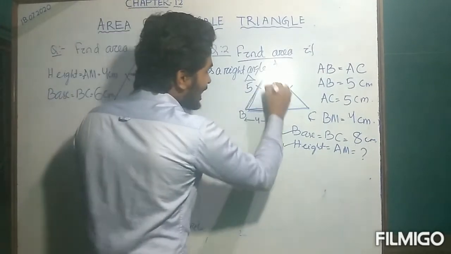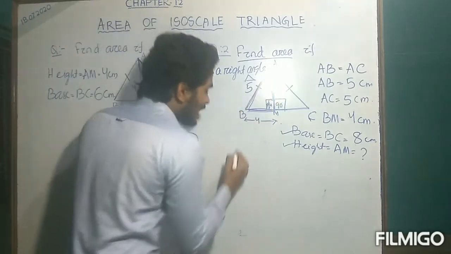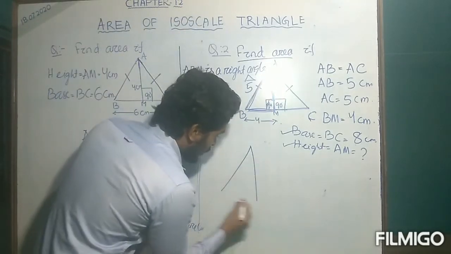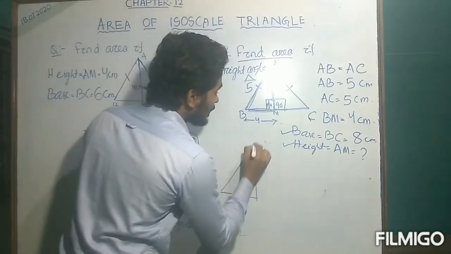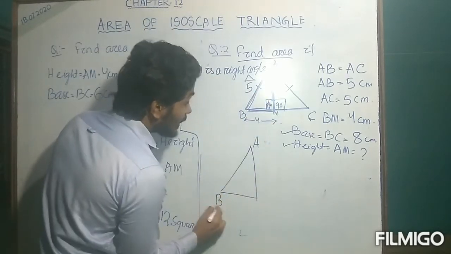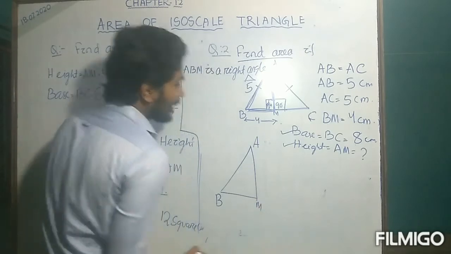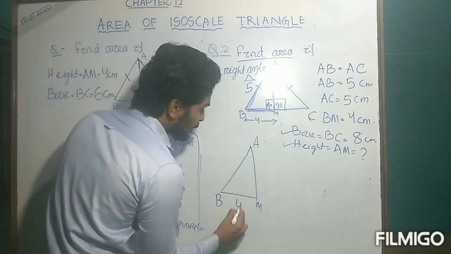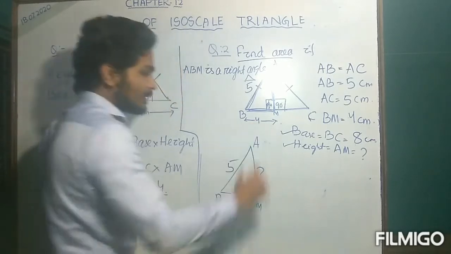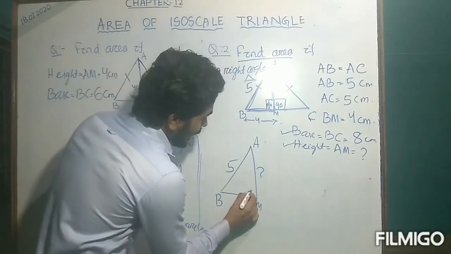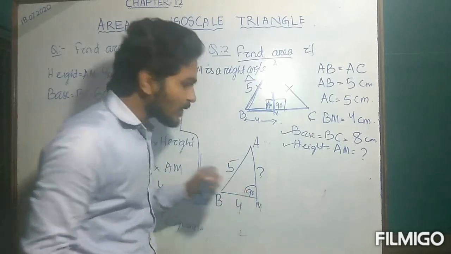Since it is a right angled triangle, I am drawing this right angled triangle here. This is A, this is B, and this is M. This is 4 and it is 5. We have to find this AM part. It is 90 degrees, so it is a right angle triangle.